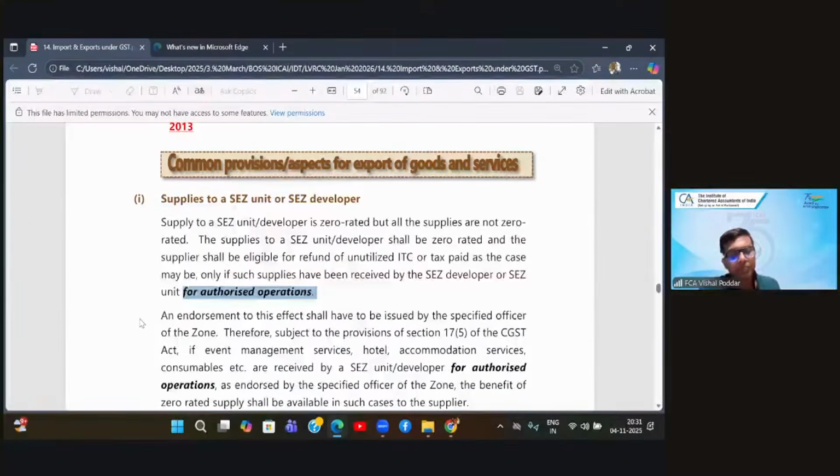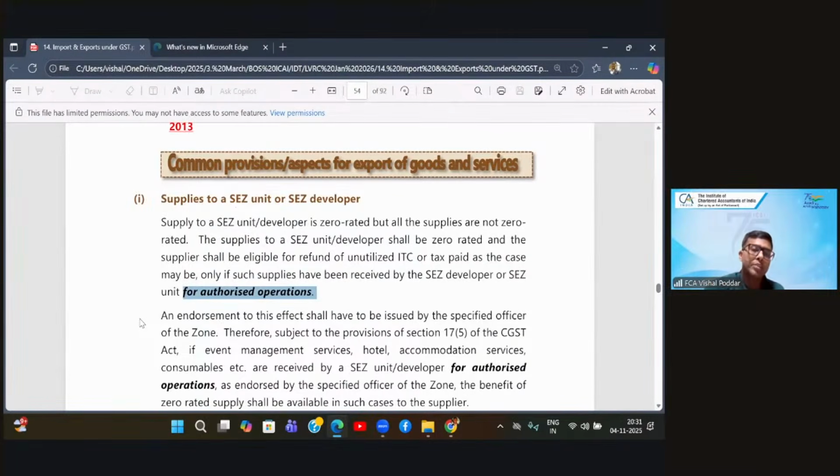Now, this is what is provided in the letter of authority given to a SEZ: what would be their authorized operations. Plus, the SEZ law has given a list of the different transactions, that is goods or services, that could be considered as authorized operations. Whenever you are supplying any goods to SEZ, you have to check with the SEZ whether those goods or services are meant for their authorized operations and take a type of declaration from the SEZ in this regard.